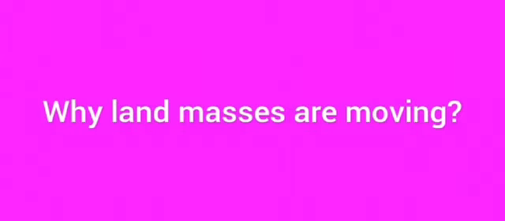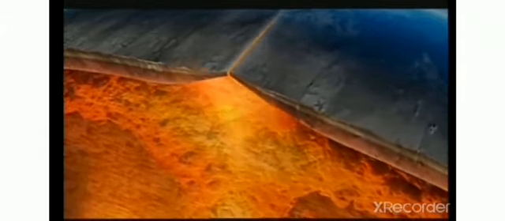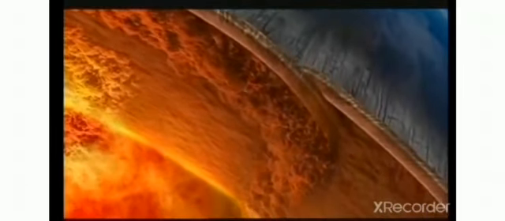The next question arises: why are these land masses moving? Because of the movement of magma inside the earth. The molten magma inside the earth moves in a circular manner. Now you can see how the magma moves in a circular manner. See, this causes the movement of lithospheric plates.